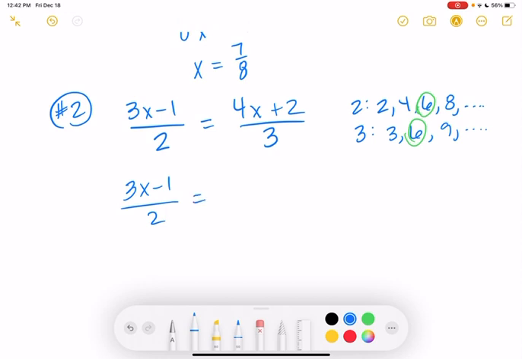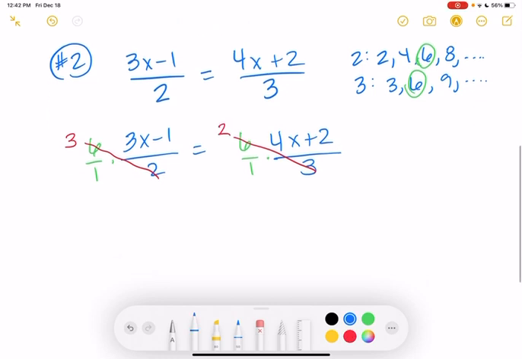Multiply each term by the multiple, which was a 6. I'm going to put it over 1. And now we have 6 over 2 is 3. 6 over 3 is 2. So we have 3, and then it's times that entire quantity. Okay, so 3x minus 1 equals 2 times that entire quantity, 4x plus 2.